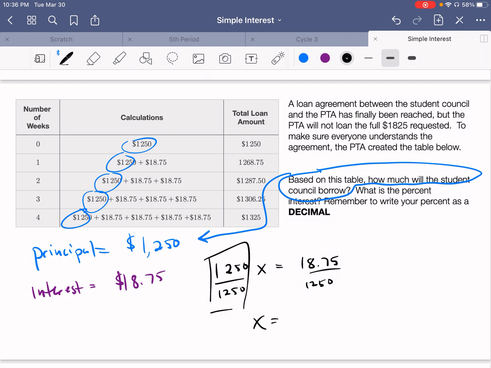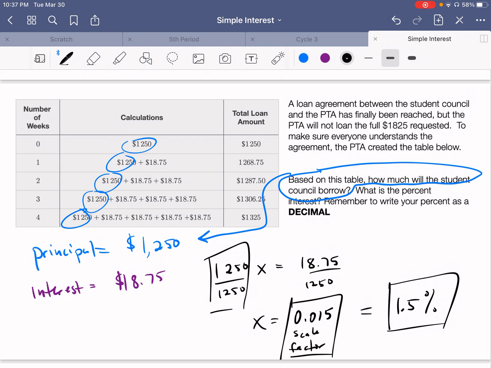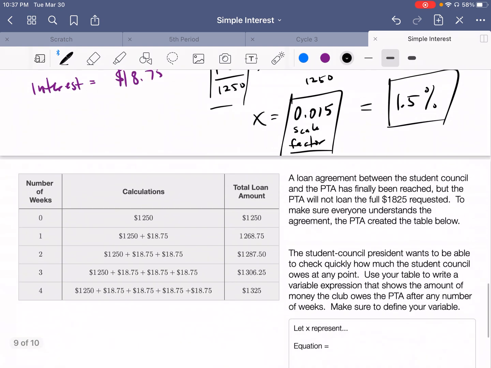X equals, go to my trusty calculator here, 18.75 divided by 1250 is 0.015. And they said write your percent as a decimal. I think you guys should be able to write this as a percent also. So this is my scale factor, but the percent interest they are charging is 1.5% interest.